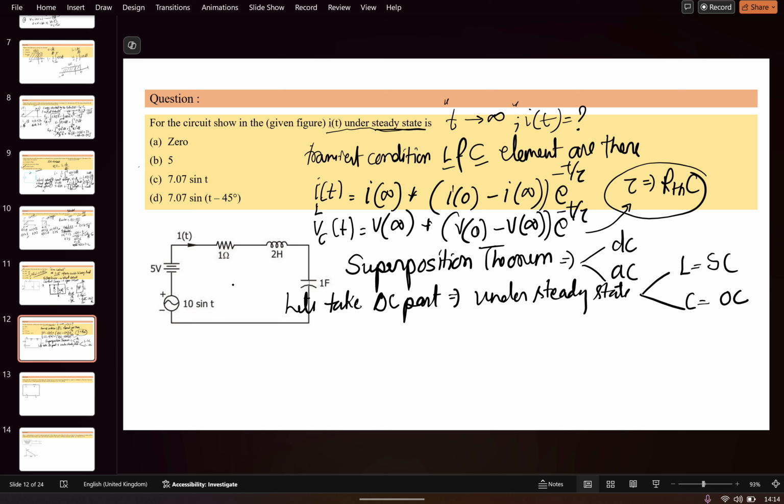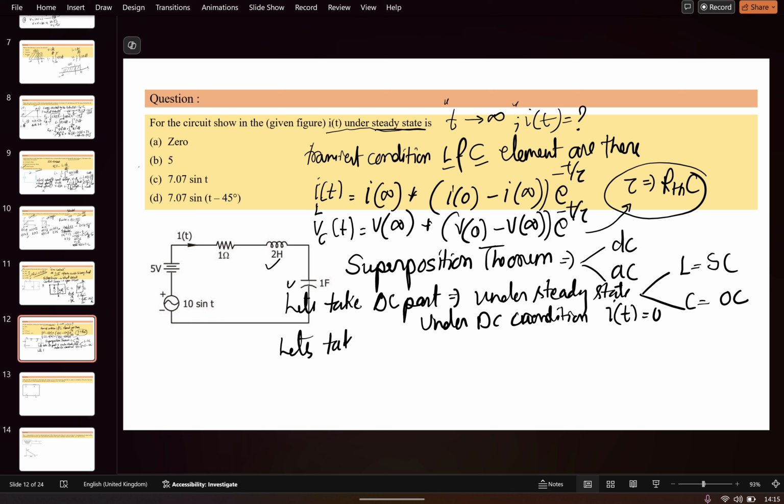How does this happen? Here the L is there and the C is also there. The capacitor becomes open circuited, so no current will flow. So under the DC voltage source, I is equal to 0. Okay, so let's take the AC component.